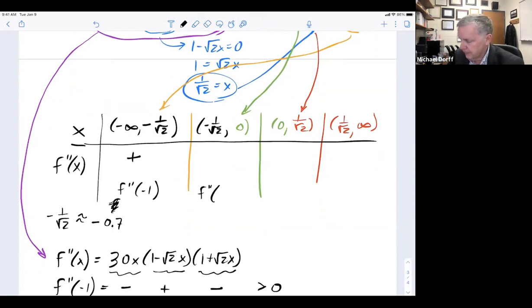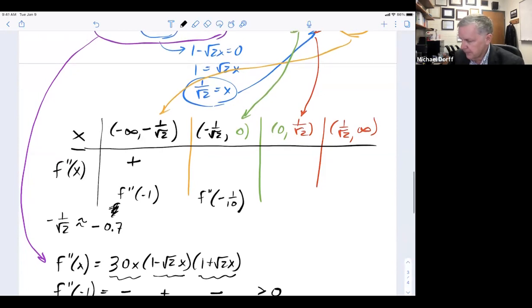For the second derivative here, I want to pick a number between negative 1 over square root of 2 and 0. This is a little bit difficult, but I'm going to just take negative 1 over 10, because again, I remember negative 1 over square root of 2 is approximately negative 0.7. So negative 1 over 10 works really well. If I do the same process I've done before, I'm going to get a negative here. And then here, I'm going to take 1/10. I get a positive. And here, I'm going to take the second derivative at 1, and I get a negative.